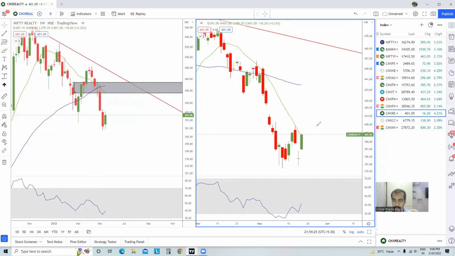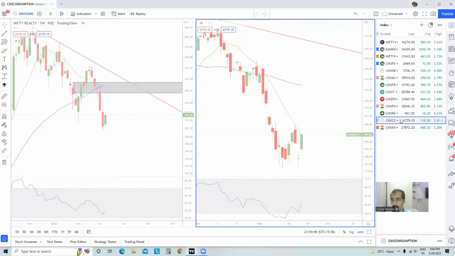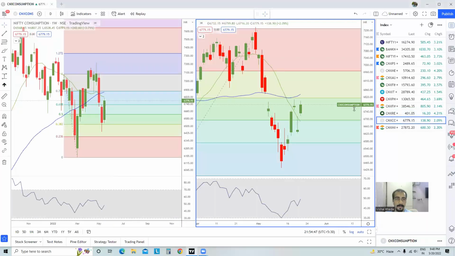So for the pullback to continue, I guess we need to surpass above this particular short-term high. Only then we'll be able to see some sort of up move, and this up move might again stop somewhere between this band, because it is a resistance band. There is a gap down over there.